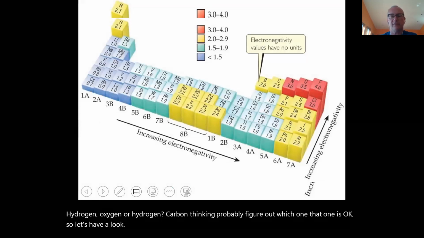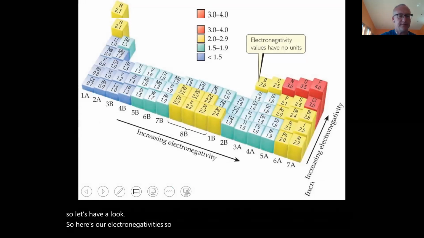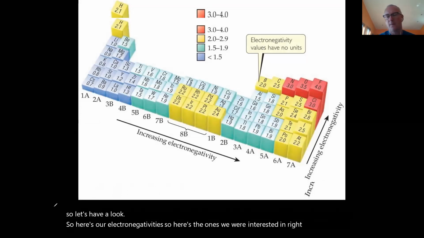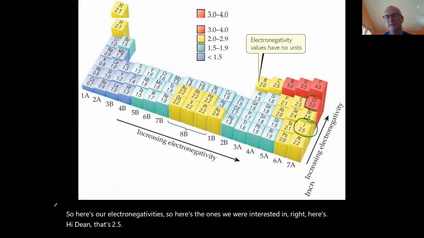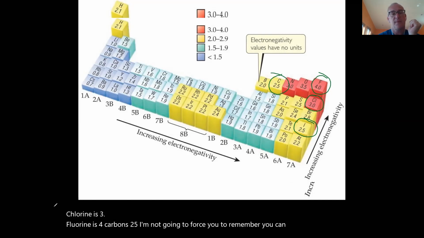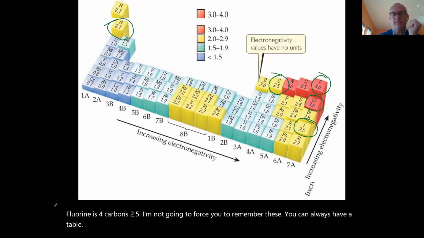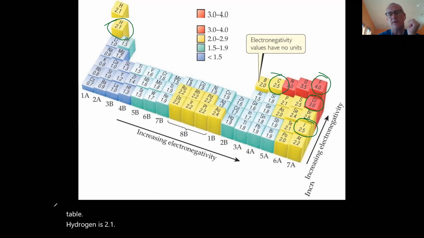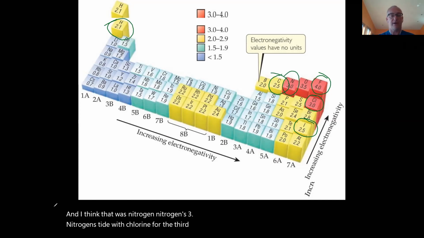So here are our electronegativities. Here are the ones we were interested in, right? Here's iodine, that's 2.5. Chlorine is 3. Fluorine is 4. Carbon's 2.5. I'm not going to force you to remember these. You can always have a table. Hydrogen's 2.1. And I think that was nitrogen. Nitrogen's 3. So nitrogen's tied with chlorine for the third most electronegative. All right, so let's have a look.